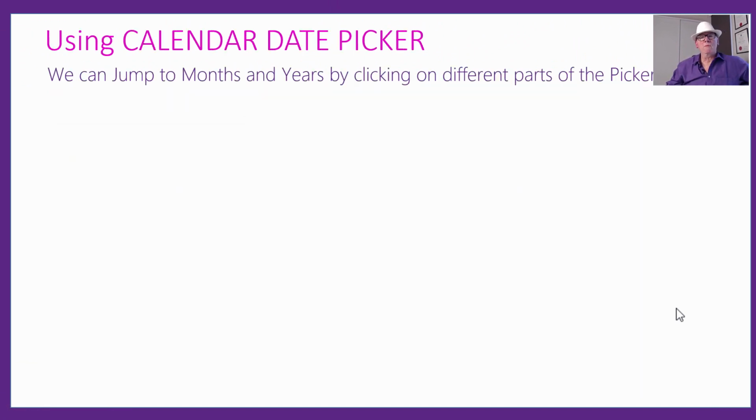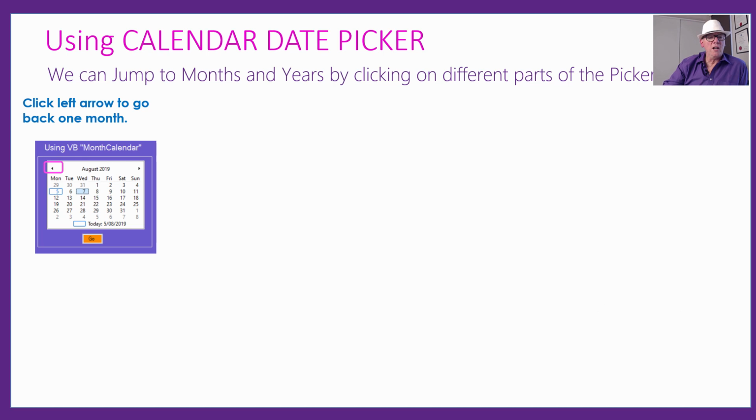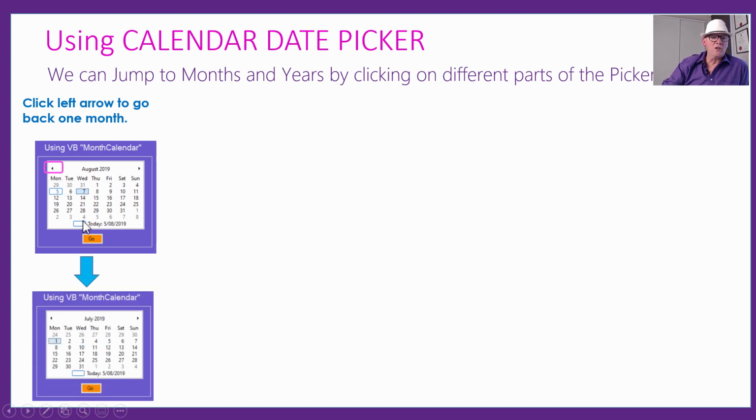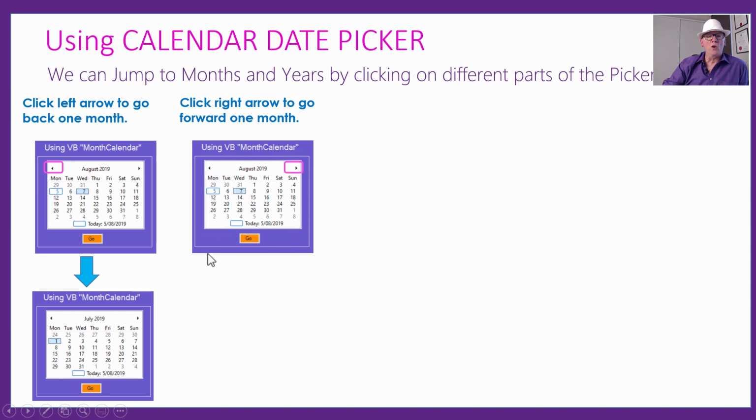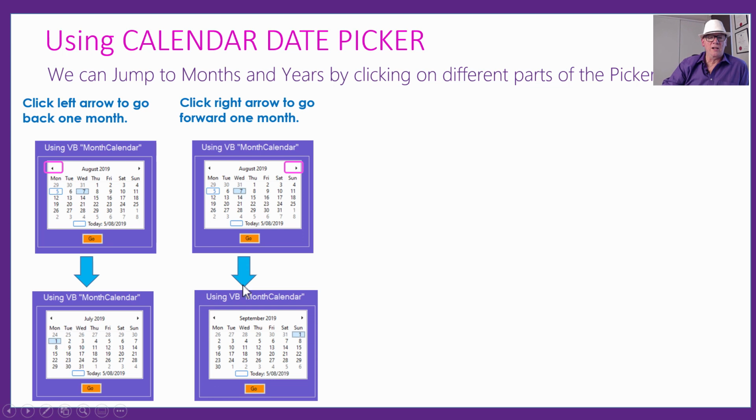All right, now we can jump to months and years by clicking on different parts of the picker. So how you actually use this date picker is, if you needed to go back a month, so we didn't want August and we wanted a date back in July, you just click that left arrow there and it brings up the July calendar, and you can keep clicking left to go further back in the months. And if you want to go forward, if we're on August, click that right arrow and that's going to take you to the next month, which is September.